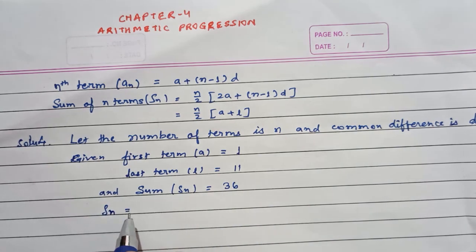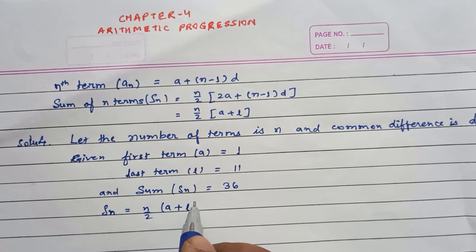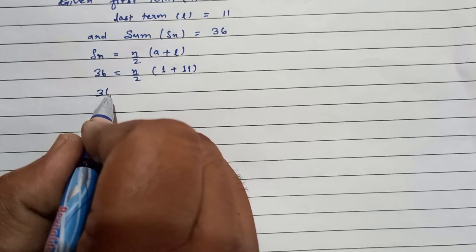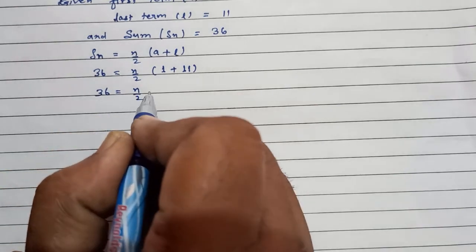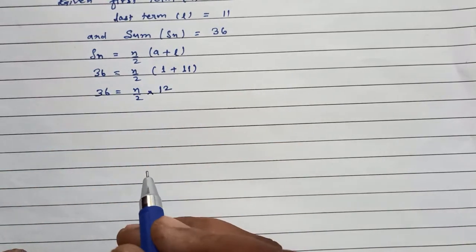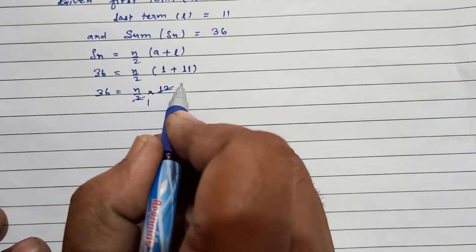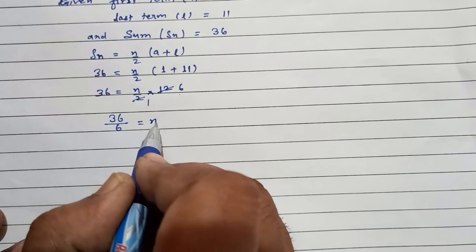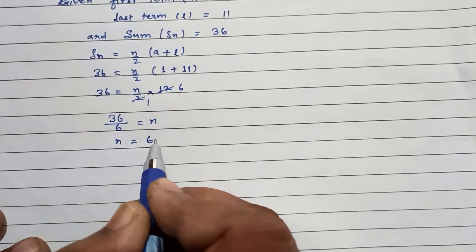Formula: Sn equal to n by 2 into a plus l. Sn is equal to 36, n upon 2, a is 1, l is 11. 36 equals n by 2 into 12. 2 ones are 2, 2 sixes are 12. 6 transposes to the left side. n is equal to 6.